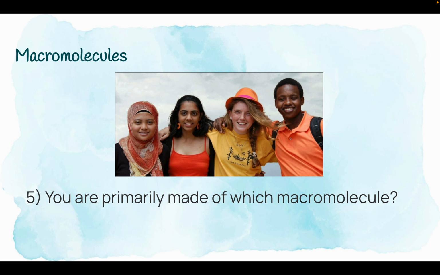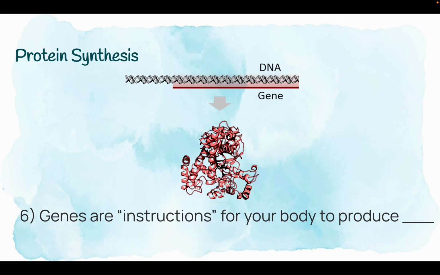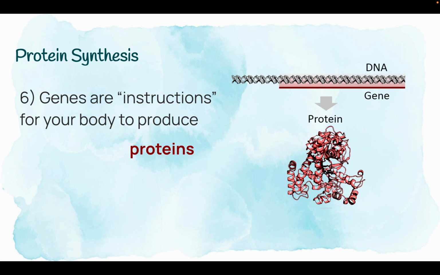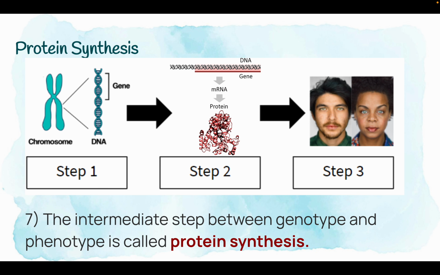Now I want you to think, what are you primarily made of? What macromolecule is the primary macromolecule in your body? Hopefully you said proteins. And genes are instructions for our body to produce, and hopefully you remember this from our unit about protein synthesis, but it is instructions for our body to produce proteins. And so we're going to talk in this unit about these steps 1, 2, and 3, and remember that middle step is called protein synthesis.